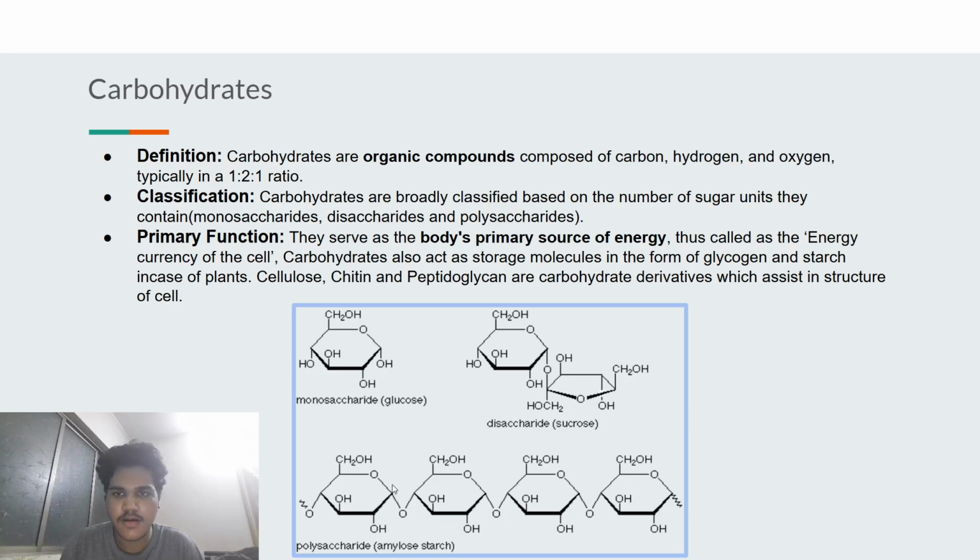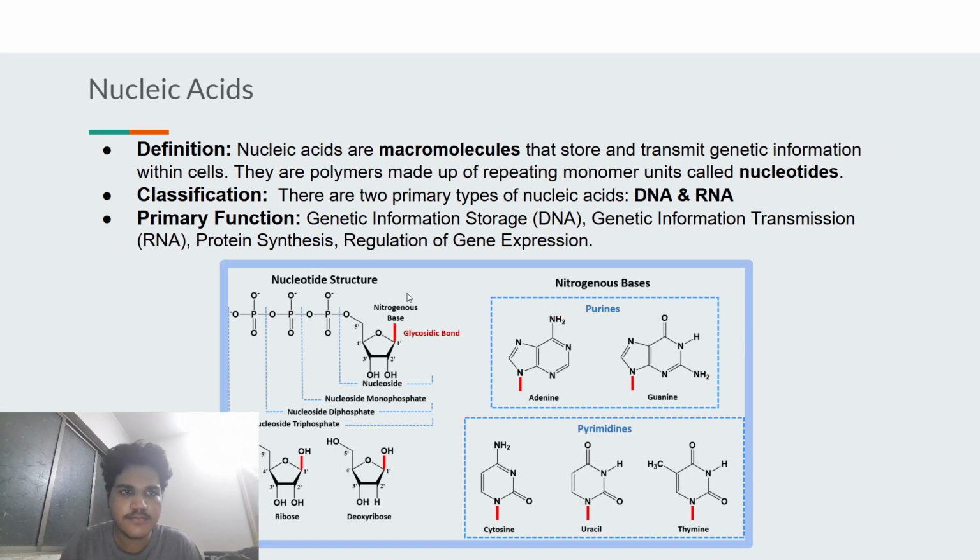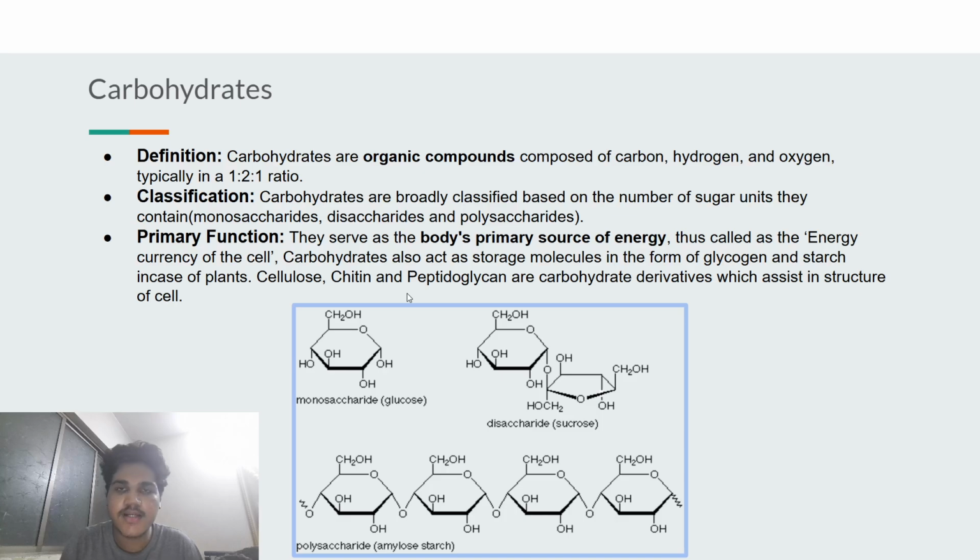An example of a polysaccharide is amylose starch, which is a continuous chain of monosaccharides. The primary function of carbohydrates is to serve as the primary source of energy in the body, thus called the energy currency of the cell. Carbohydrates also act as storage molecules in the form of glycogen, and starch in the case of plants. Carbohydrates are also found in the structure of cells.